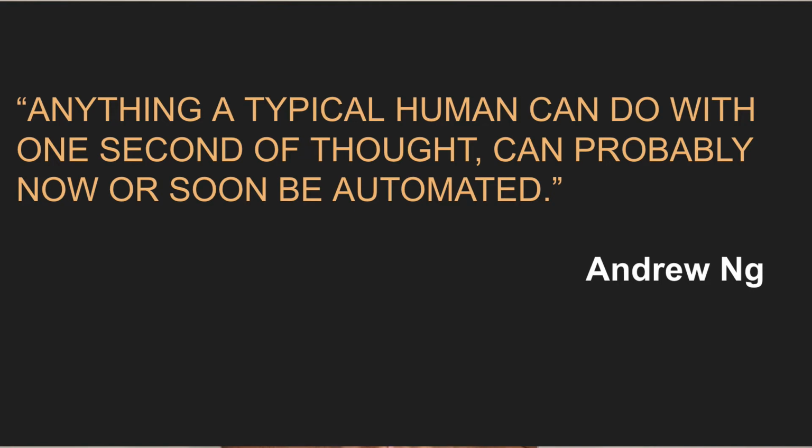Hope you now have a better understanding of how AI learns. Andrew Ng, who is probably the most prominent figure in the AI, said this: "Anything a typical human can do with 1 second of thought can probably now or soon be automated. What are the repercussions? It will affect many jobs." In upcoming episodes, we will discuss about what jobs AI affects, how can we better prepare for them by choosing a better career, and what are the solutions that governments and other organizations can take to prevent mass unemployment.